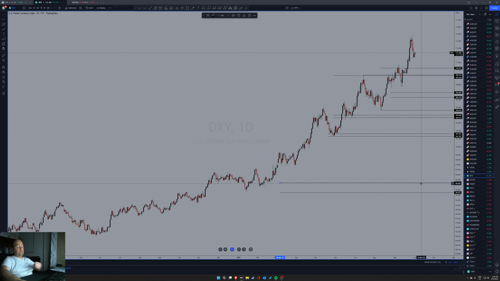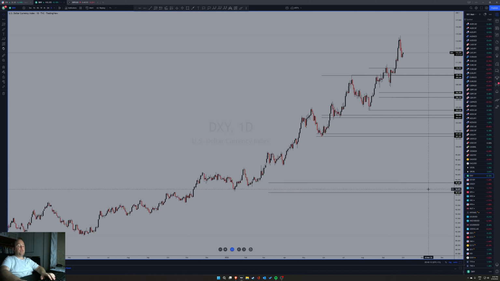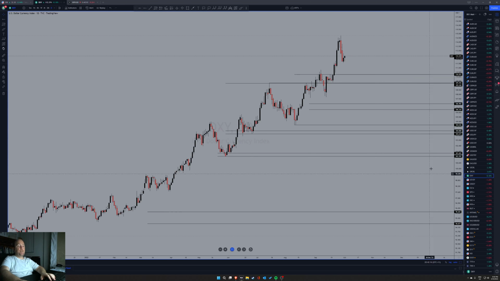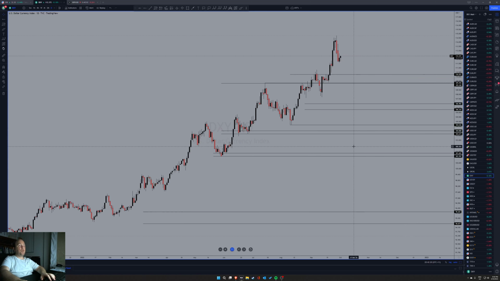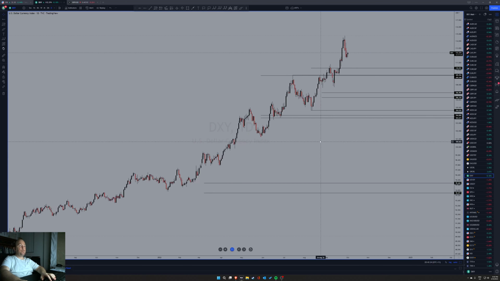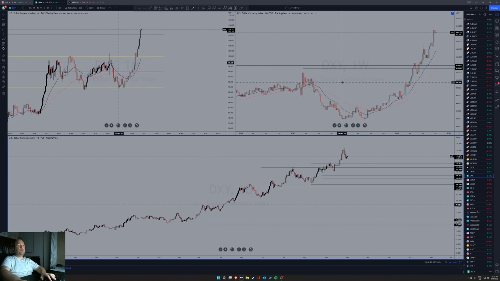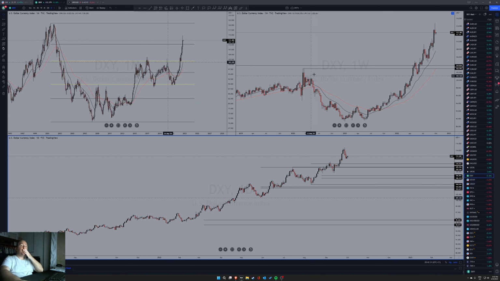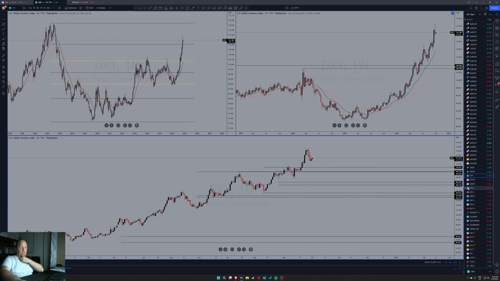I'm going to remove these levels. I was looking for a pullback into them. 101, 101,297, but well, that is not currently anywhere on the horizon. This bullish move has just been on a rampage. Probably looking at 120 at this point with this momentum. And remember, dollar rises, equities are selling off.